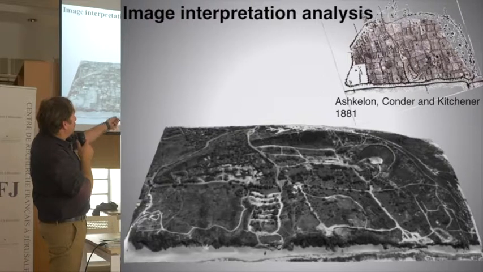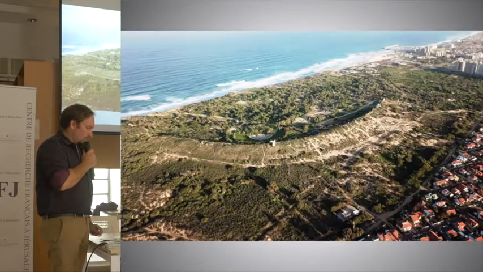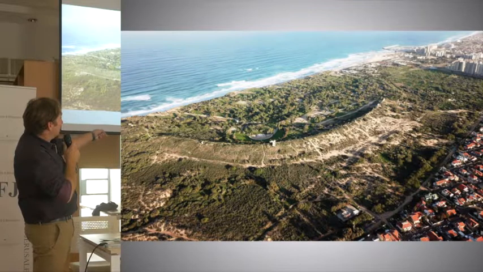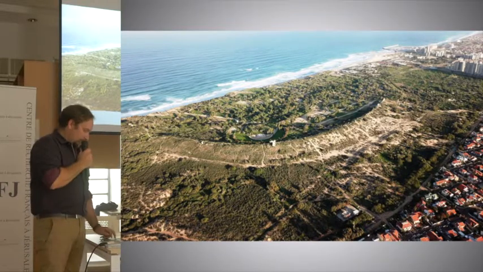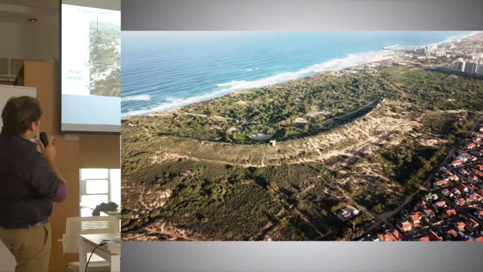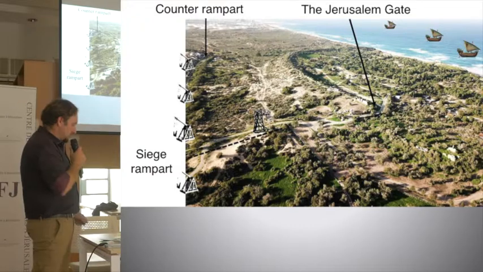But it was a phenomenon already known in the 19th century. You can see this also in Conder and Kitchener's map from 1881. And you can still see it today, sand coming in, stopping at this line. Here you can see everything is green, and from here southwards everything is actually sandy.